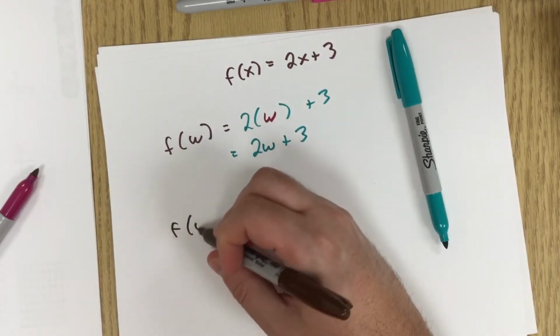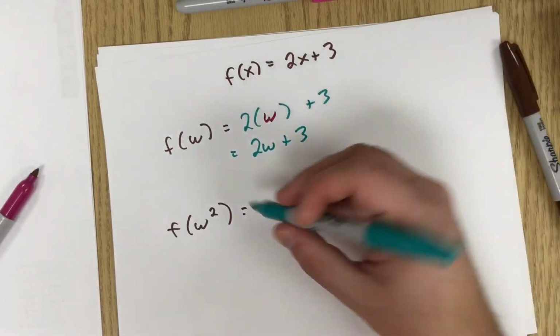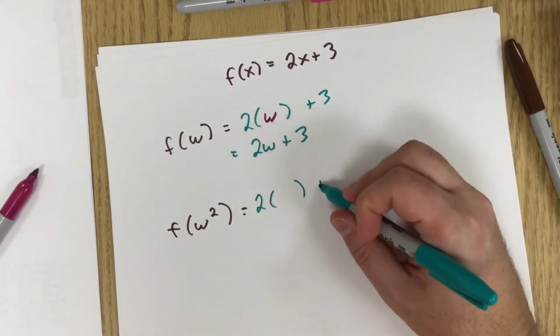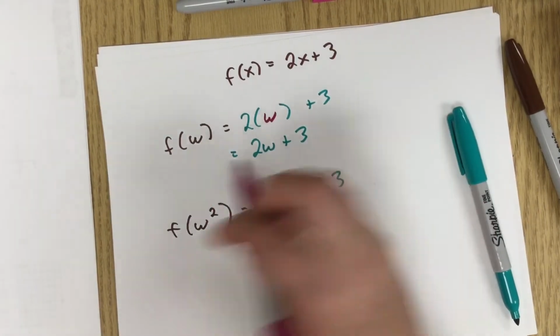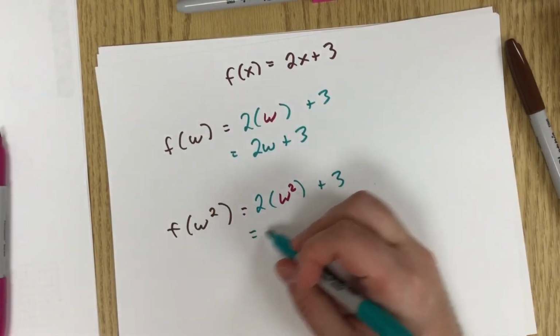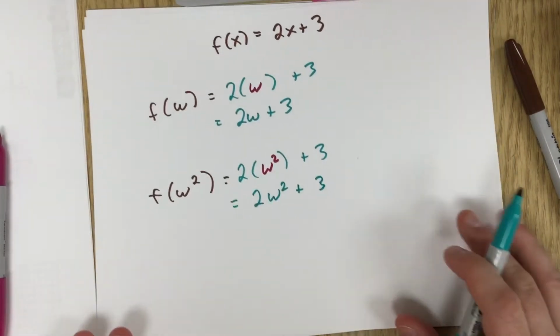How about f of w squared? That might be a little more interesting. So 2, and then we plug something in for the x, it has to be w squared. So that's going to be 2w squared plus 3. Okay.